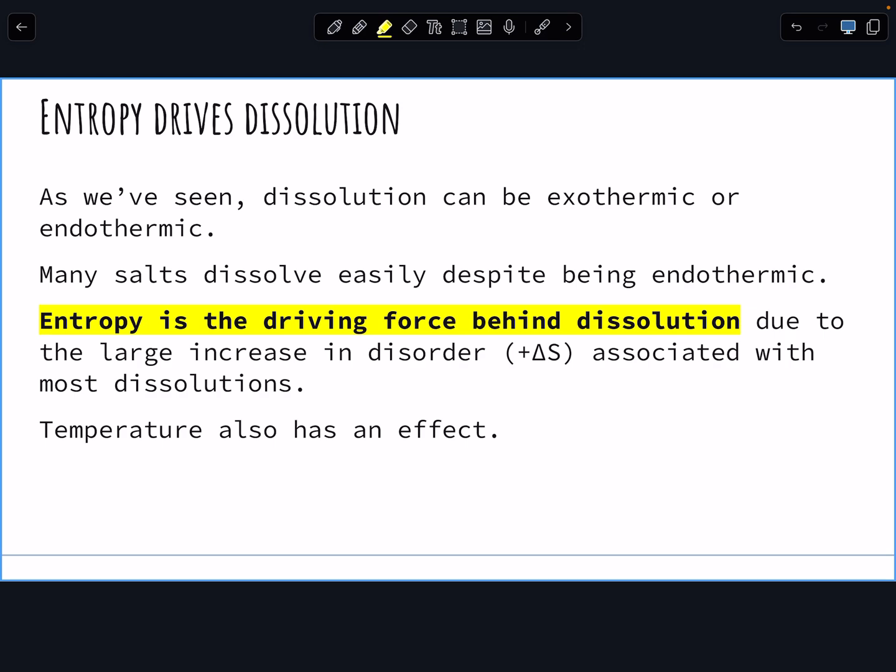Temperature will also have an effect, right? If I'm making large portions of a salt or a solution for you guys in a lab, I will heat it up, particularly with NaOH and things like that, because temperature will increase the solubility.